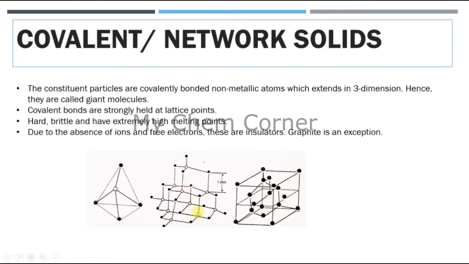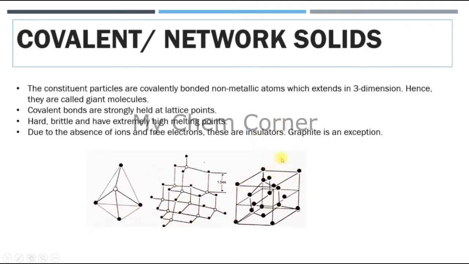Now, in the case of your covalent solids or network solids, they don't have ions or free electrons. Because of all this, they don't conduct electricity, therefore they are called insulators. Insulators don't conduct electricity. They don't have free electrons. They don't have free ions. So they are called insulators.